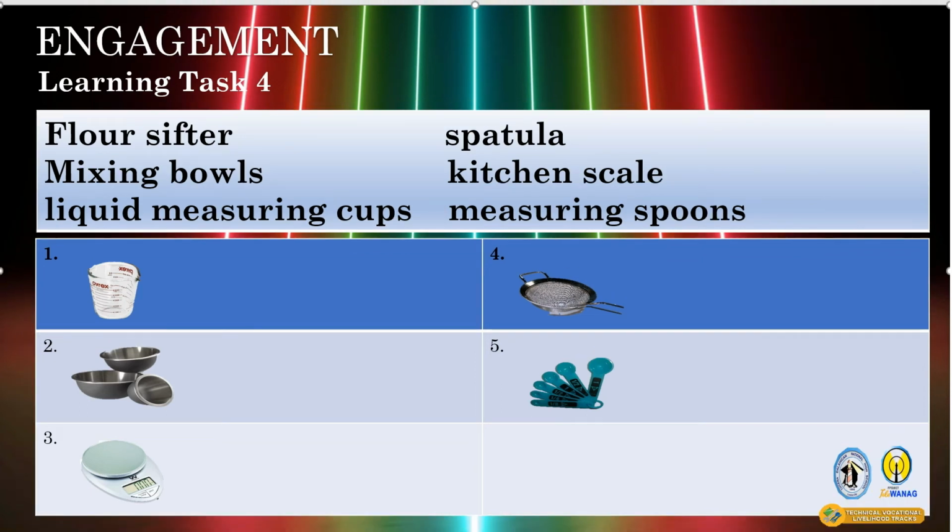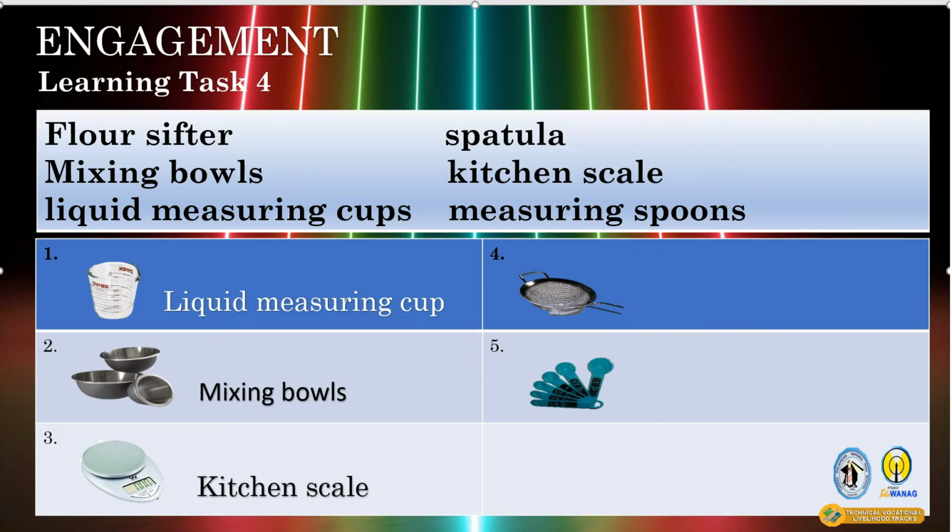Let's see in your learning task number 4 if your answers are all correct. The answer in number 1 is a liquid measuring cup. Number 2, it's a mixing bowls. Number 3, kitchen scale. Number 4, flour sifter. And number 5, it is a measuring spoons. Did you get all the correct answer? If yes, that's very good.